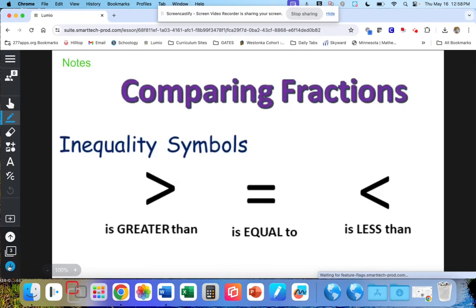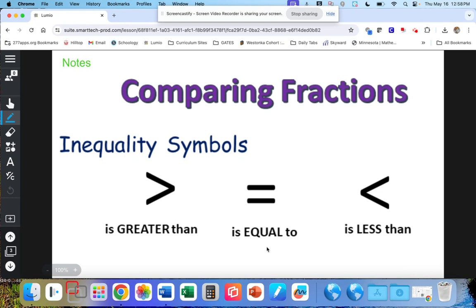Let's keep moving. Now it's time to take some notes. We're going to work on comparing fractions today. So you're going to need to know 3 different symbols to help you. These are called inequality symbols. The first one we see is a greater than symbol. This is called greater than because the first number that we would have on the left side of the symbol should be greater than the number on the right side of the symbol.